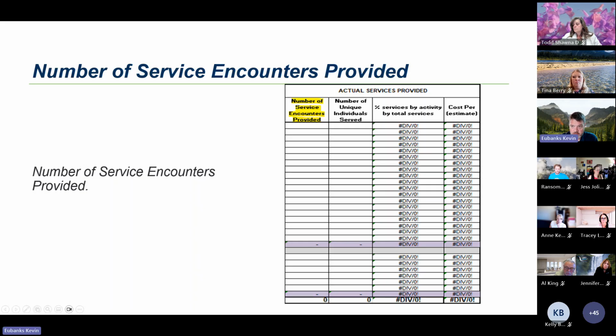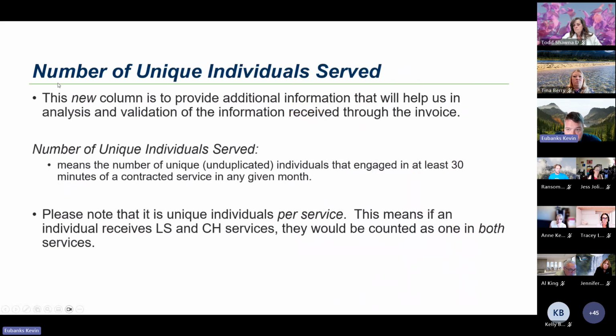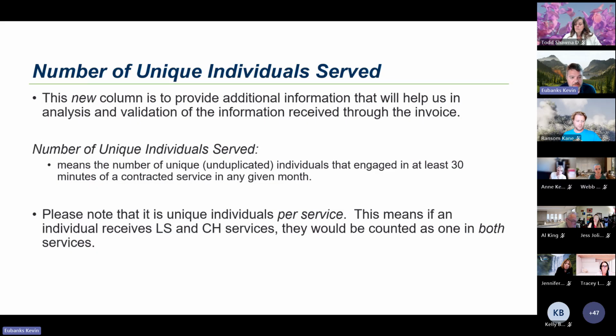All right. Next section is the number of unique individuals served. This new column is to provide additional information that will help us in analysis and validation of the information received through the invoice. The number of unique individuals served means the number of unique or unduplicated individuals that engaged in at least 30 minutes of a contracted service in any given month.